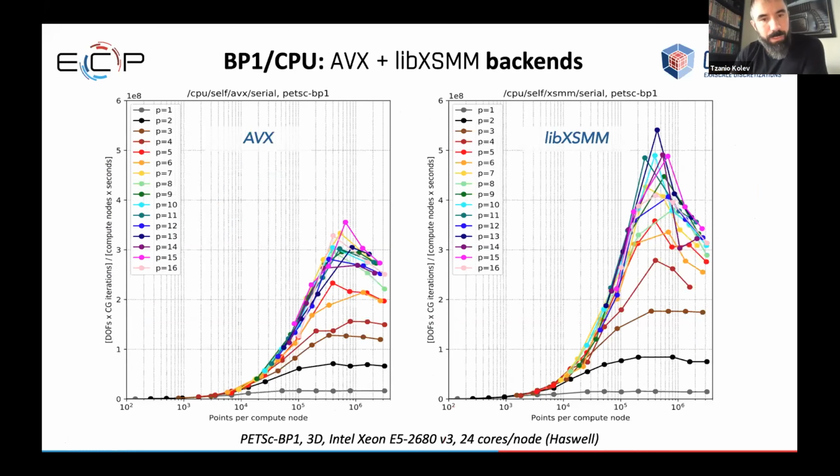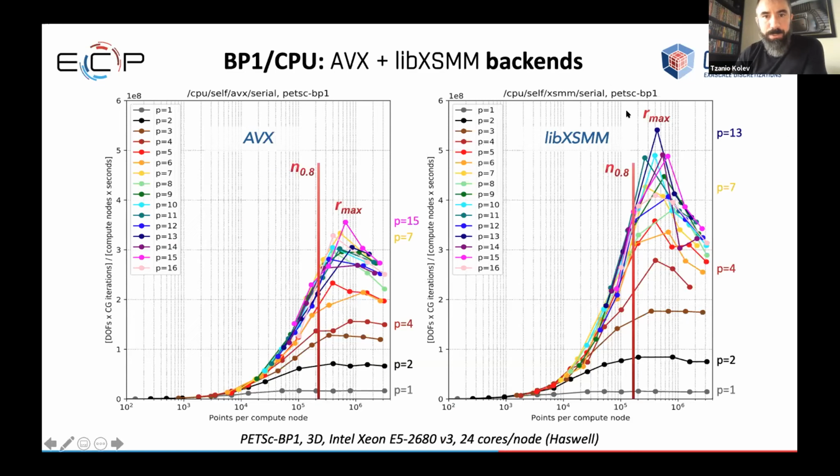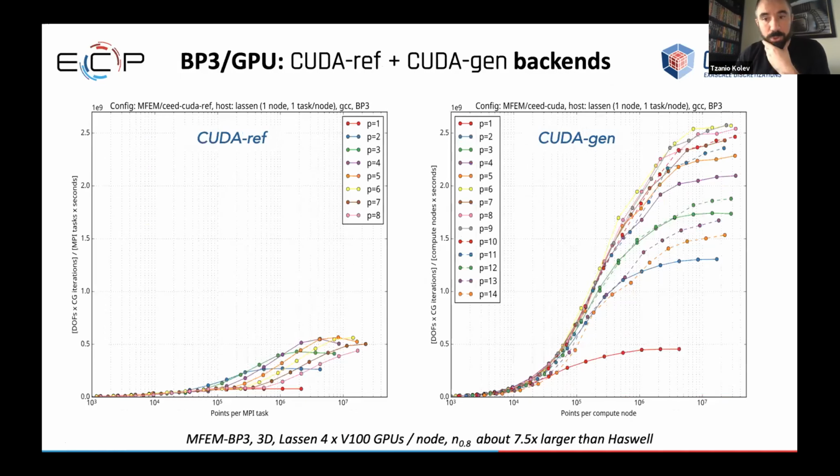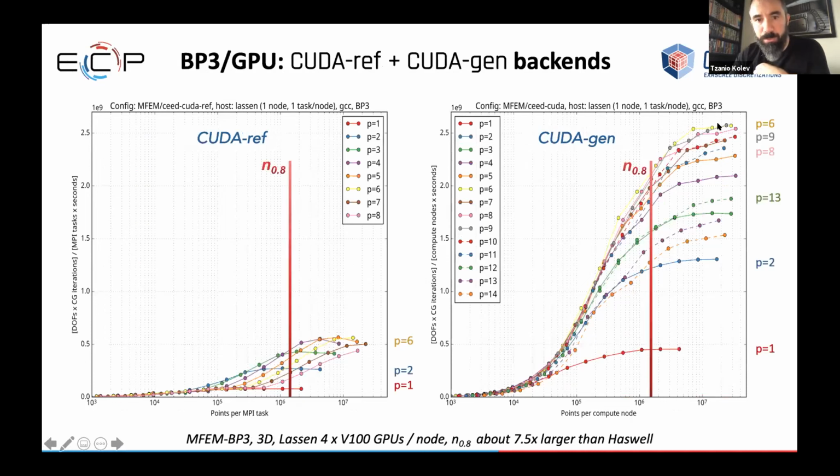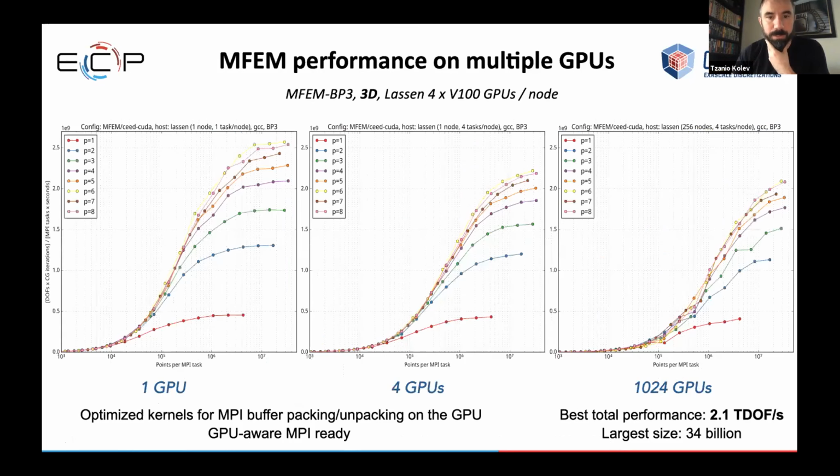So here are some quick examples. These are the results on CPU platforms, 2 different backends, and you can see that the best we get is for pretty high orders. The Rmax we're getting here is about 500 megadofs, and the n sub 0.8 in the hundreds of thousands. On GPUs, we can get much higher Rmaxes. This is about 2.5 gigadofs, but the n sub 0.8 is also much higher. Okay, and you care about the ratio of those 2. The n sub 0.8 here is in the millions.